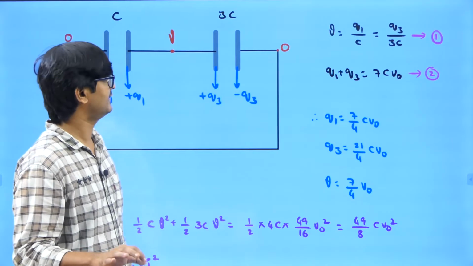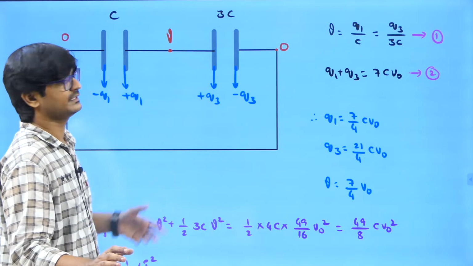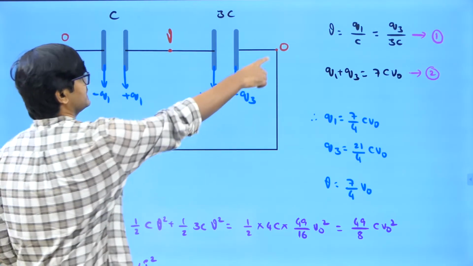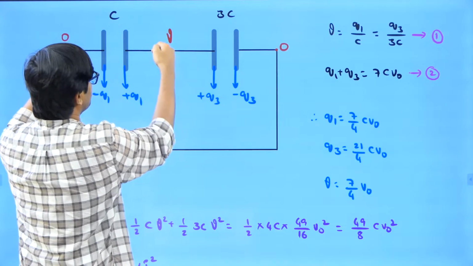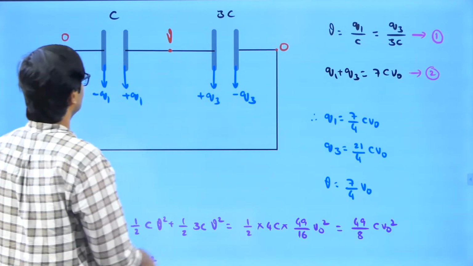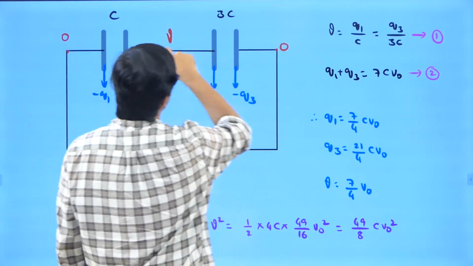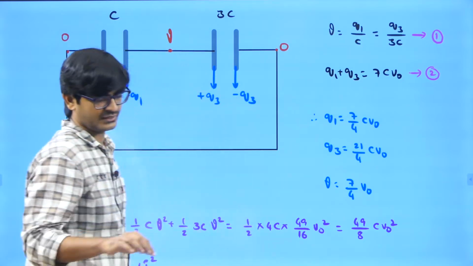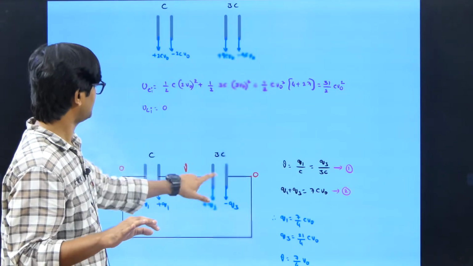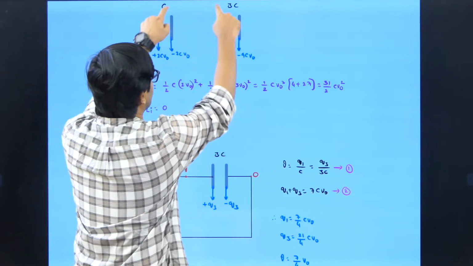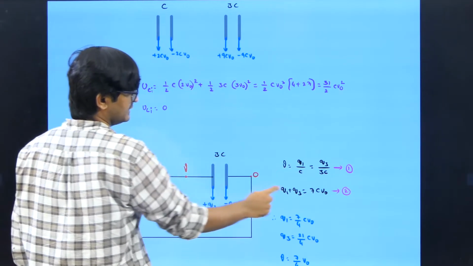Now when I connect it, in the maximum current situation, I can replace the inductor with a normal wire, right? If I assume this potential as 0, then this potential is V. Now you can see this potential difference is the same as this potential difference. So V minus 0 equals Q1 by C, and V minus 0 equals Q3 by 3C. Why have I taken positive here? Because I know these two plates are isolated. If I join them, the total charge on it must remain the same, which is 9CV0 minus 2CV0, which must be totally 7CV0.